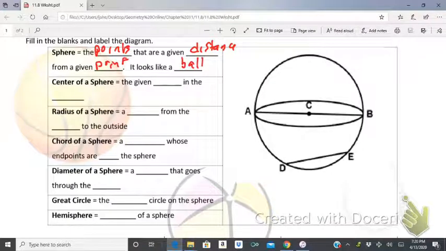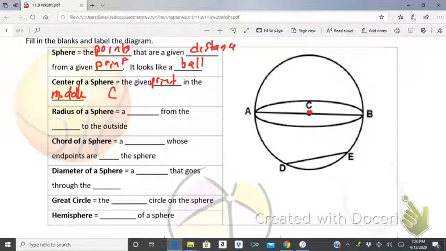So this C is what we're talking about. Everything around in the entire shape is given by that point. Every single piece is equidistant around that thing. And I should say the center of a sphere is the point in the middle. So that is point C. C is the point in the middle.